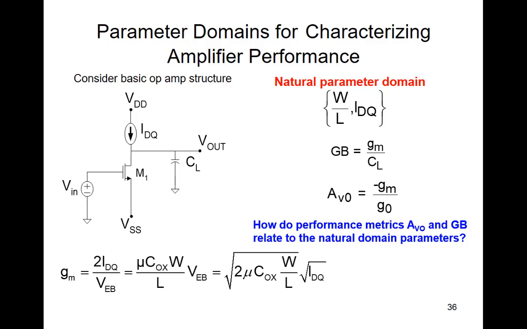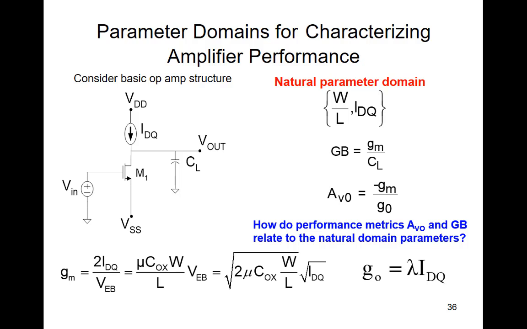If I express it this way, it has a different parameter that's not in our parameter domain. And G out, which appears in this expression, is lambda IDQ. Well, in this case, lambda is a process parameter, and IDQ is one of the parameters in our parameter domain.